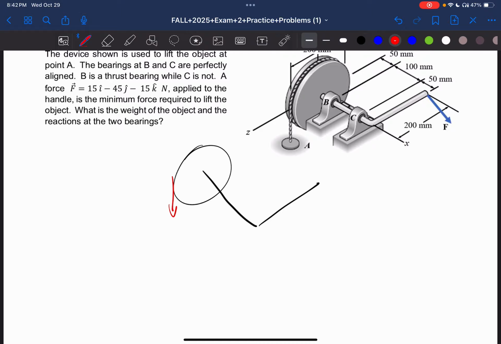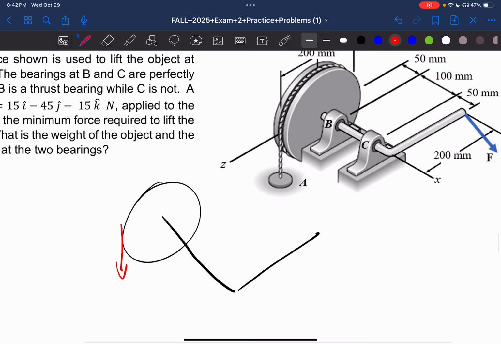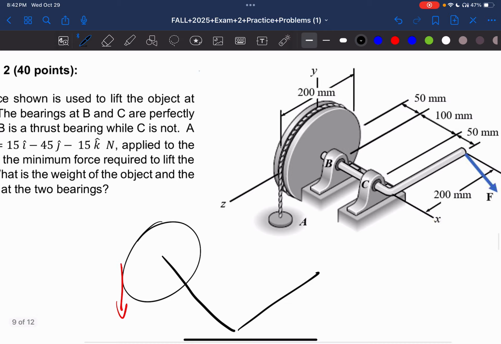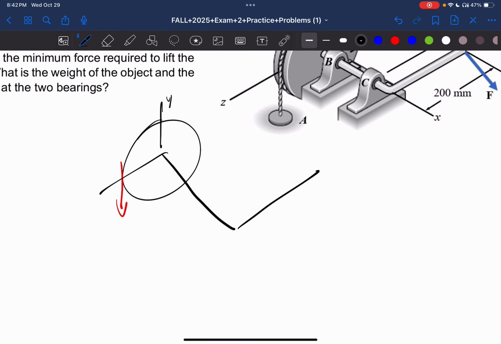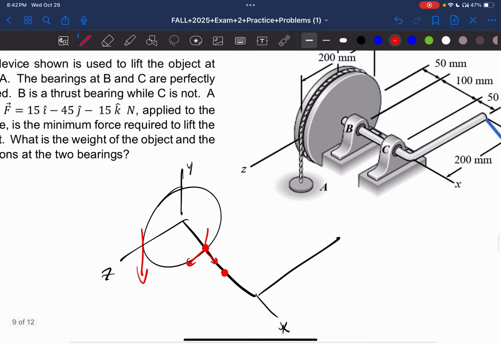So we have a force going down this way. Bearing B, it tells us, is a thrust bearing. That means it's going to resist load in the x direction. This is y, this is z, this is x. Okay, so this is B, this is C. Positive x, positive z, and positive y direction.